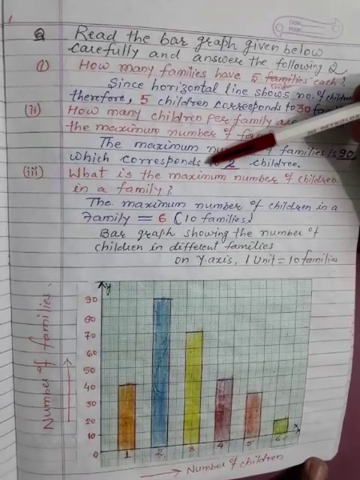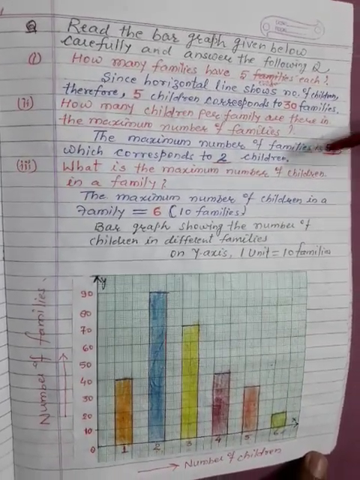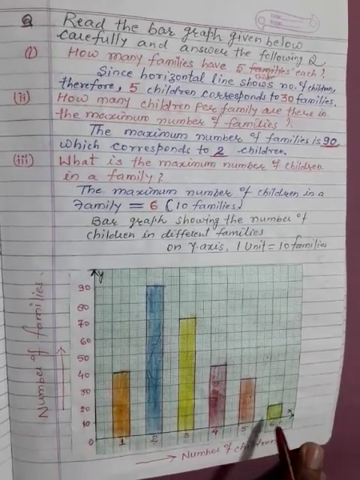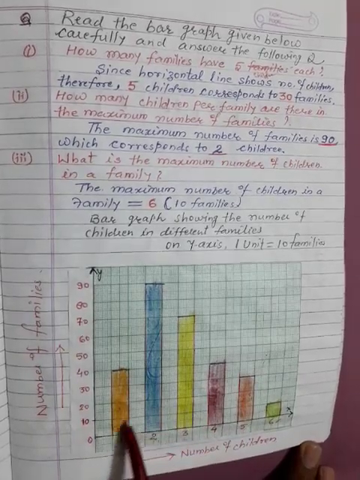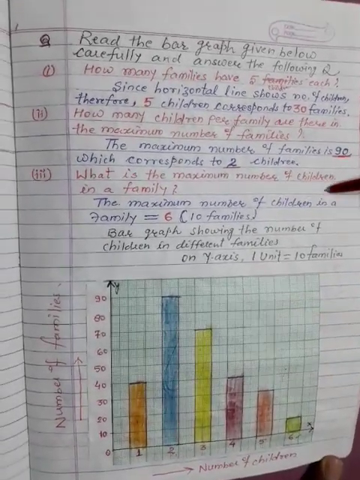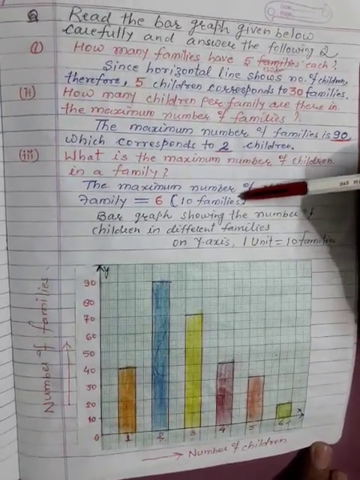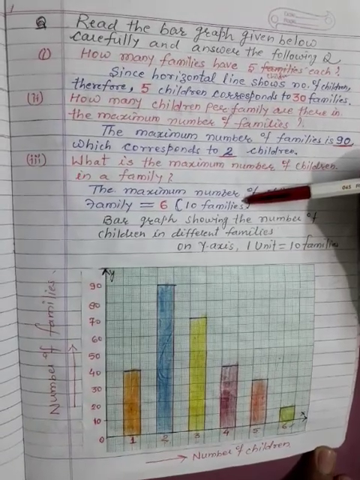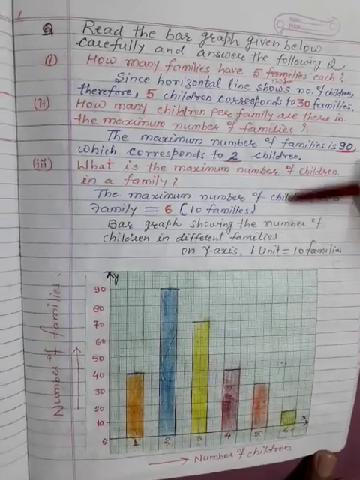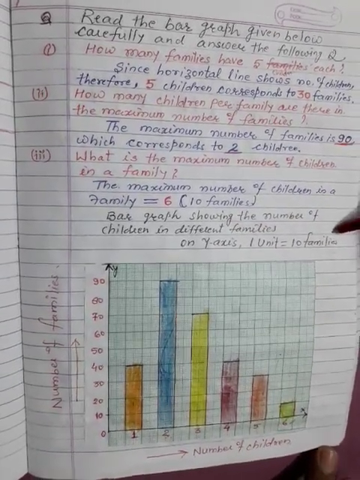Another question: what is the maximum number of children in a family? The maximum number of children is 6. So how many families have 6 children? Parallel to the x-axis, we come to 10 families. So the maximum number of children in a family is 6, meaning 10 families consist of 6 children. So this bar graph shows the number of children in the different families. We have taken on the y-axis 1 unit equal to 10 families. Next.